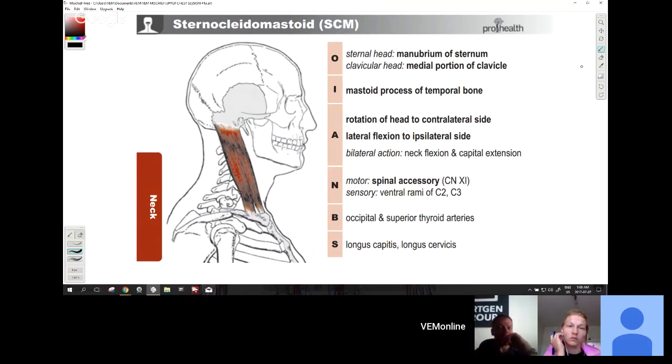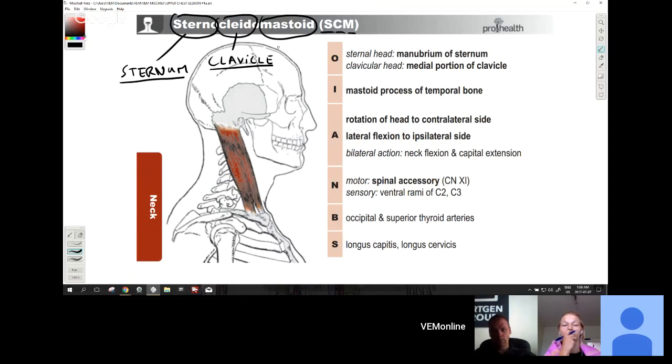So sternocleidomastoid, as I said, the name basically says it all, right? SCM. Sterno. What's sterno? Sternum, right? So that's sternum. Cleido, clavicle. Mastoid process, right? So that's mastoid process. Mastoid process is one of the structures I showed you at the beginning. Mastoid process is part of the temporal bone.